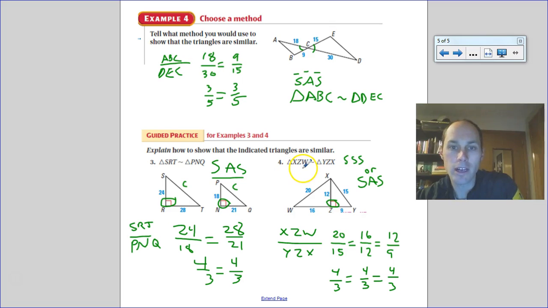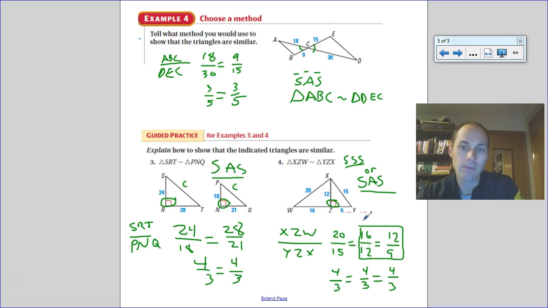Number 4, I can prove triangle XZW is similar to triangle YZX by side, side, side, or side angle side. Notice I have a right angle in both triangles, so I just need to prove two sides proportional. So it would be the set of the two smaller sides, the two legs of the right triangles. Or I could prove all three sides are proportional. I've shown that here with my three ratios.